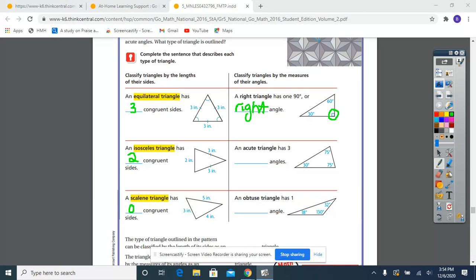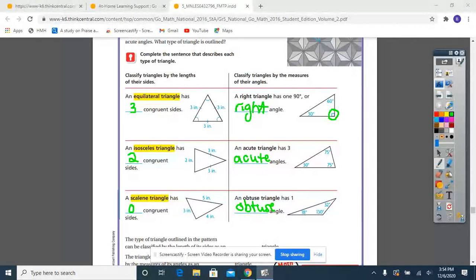An acute triangle has 3 acute angles. So when you think of an acute triangle, think of cute little angles. Cute, they're just cute little angles. They're acute angles. So that means that those angles measure less than 90 degrees. All 3 measure less than 90 degrees. So an acute triangle has 3 acute angles, okay? An obtuse triangle has 1 obtuse angle, okay?